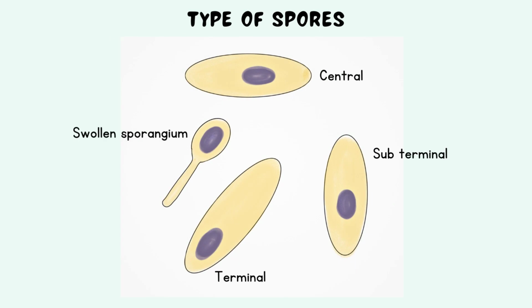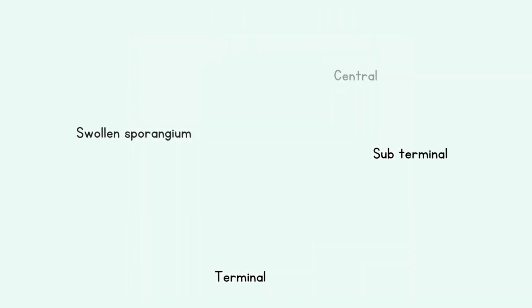Types of spores. As we have already mentioned, an endospore can form within a cell. When it forms in a central position, it is called a central spore; when formed in a terminal position, it is called a terminal spore; then there is the subterminal spore, and there is a swollen tip-like structure of the spore called a sporangium.